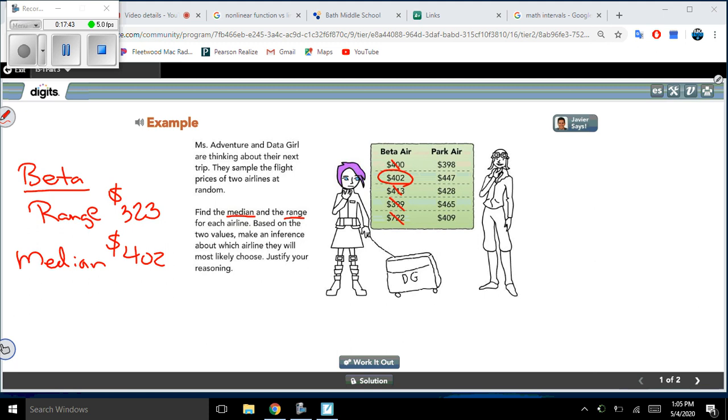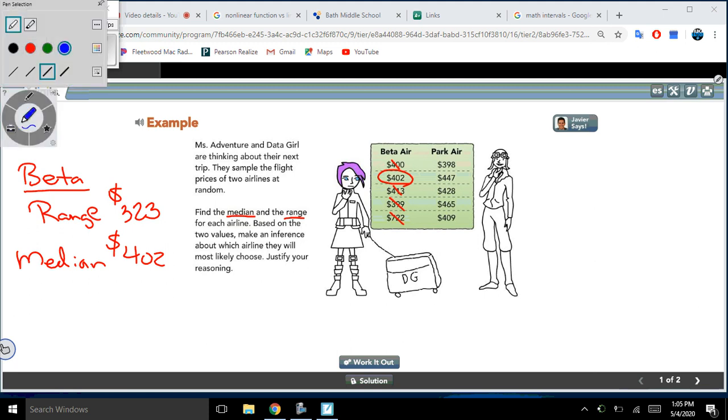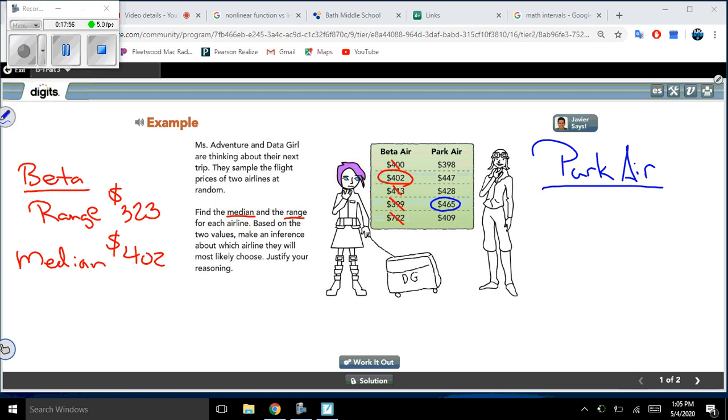Over here, Park Air has a range of, looks like the biggest number is 465, and the smallest number is what? 398. So we're going to take 465, and we're going to subtract 398, and that equals 67. Okay, so the range for Park Air is 67.